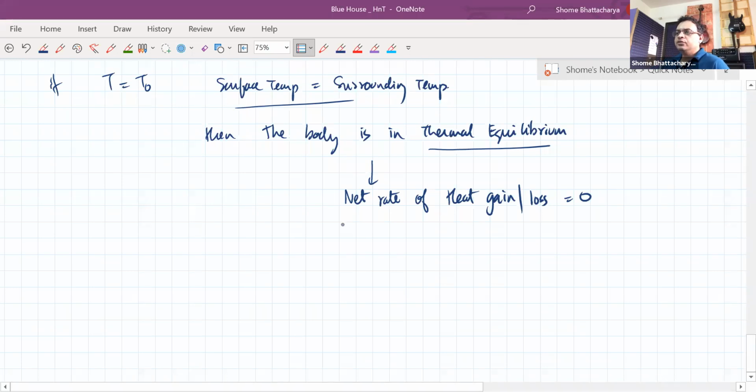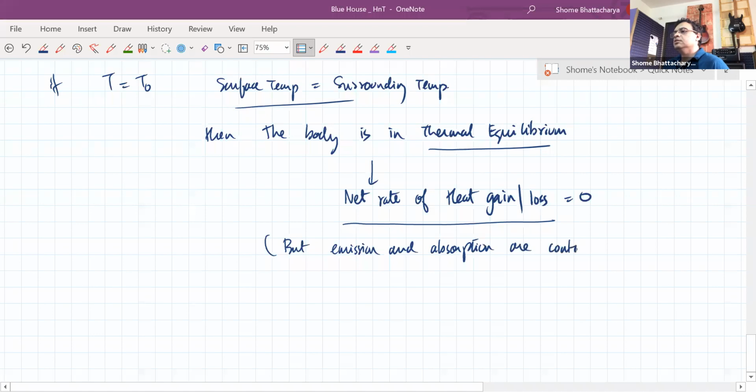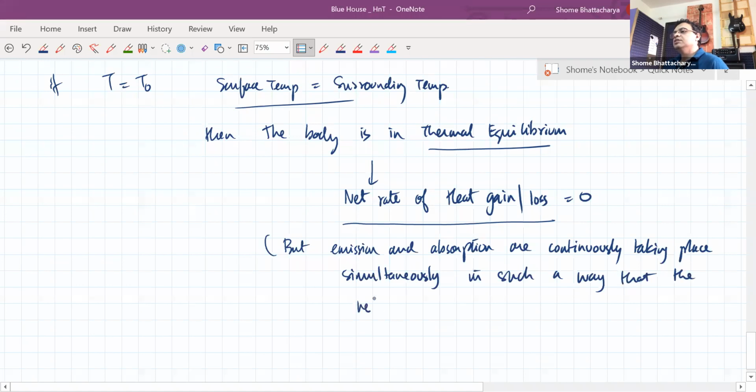And in the process the net rate of heat transfer will become zero. While the net rate of heat gain and loss is zero, keep in mind that emission and absorption are continuously taking place simultaneously, but in such a way that they balance each other, so that the net rate of exchange becomes zero.